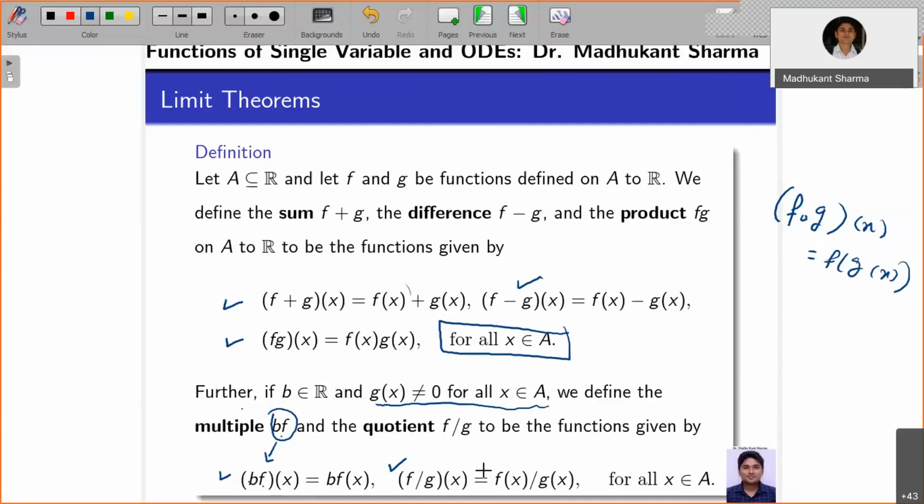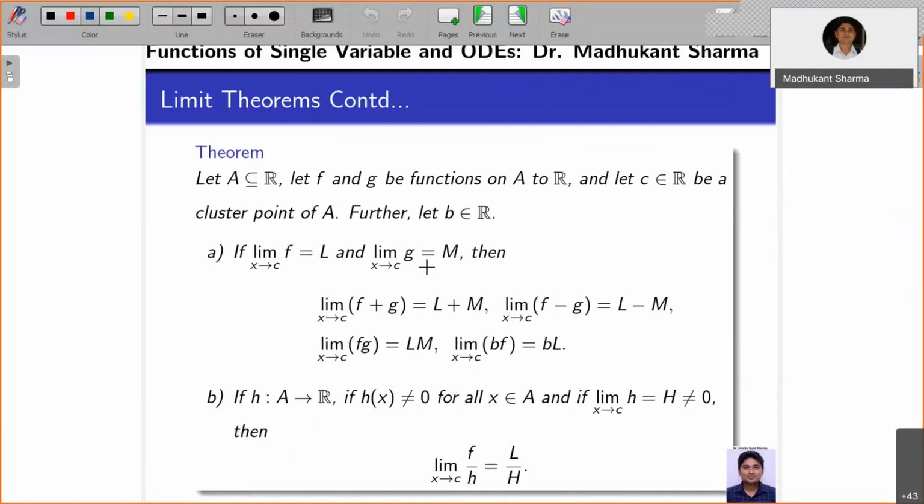If you're going to use the epsilon delta definition, the proof is again going to be similar. Okay, so I'm not going to give the proof for that. I'm just stating the result. How will you go for the limit of the sum of two functions, difference of two functions, product of two functions, and so on. So here is that.